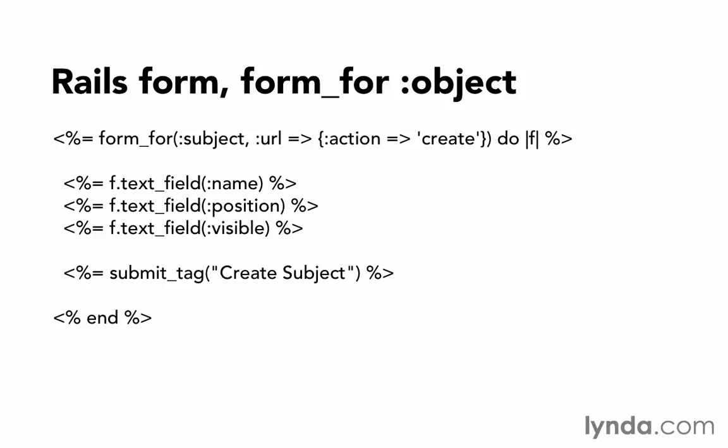form_for, it's form_tag. Notice the URL is also declared a little bit differently when we use form_for. The first argument is our subject symbol. The second argument is a hash of form options, one of which is the URL. So inside the code block, it's saying, based off of the subject, create a text field for name. Based off of the subject, create a text field for position. Based off of the subject, create a text field for visible. We're not repeating ourselves as much, and it's clear that this whole form is for the subject object.